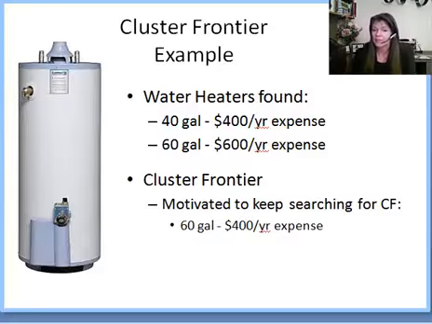So in this case, before deciding between these 2, I am first motivated to see if I can find my cluster frontier, the hypothetical brand that would hold 60 gallons but only cost $400 per year to run. Okay, so we're ending up this lecture segment with step 3, and we're going to begin the next one with step 4.